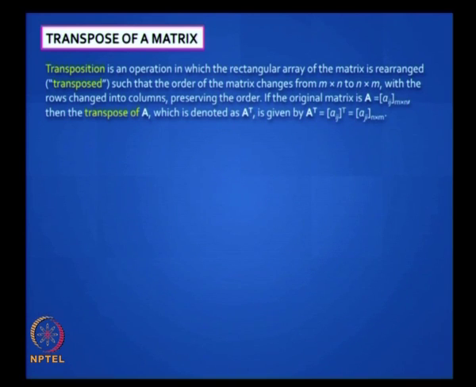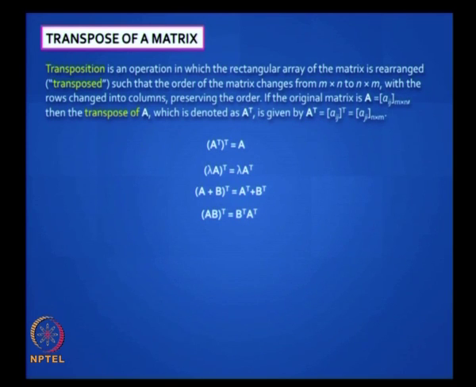Okay. Transpose, you are familiar with that. Transposition is an operation in which a rectangular array of the matrix is rearranged or transposed such that the order of the matrix changes from m into n to n into m, with the rows changed into columns, preserving the order. So if the original matrix A is Aij, then the transpose will be Aij transpose, which is Aji, and the order changes from m into n to n into m. You are familiar with this, and you have these properties.